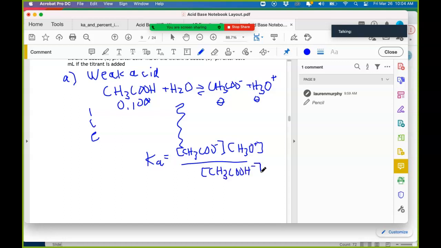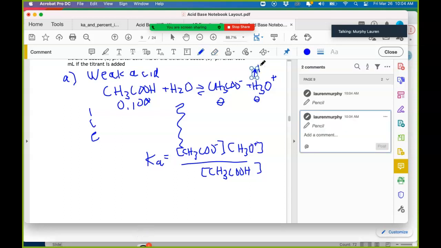Now remember, H3O plus in this class is synonymous with H plus. They mean the same thing. And I know Ka, right? It's given, so I'm going to erase this and replace it with the actual known Ka value. It's given in the problem. It's 1.76 times 10 to the negative 5th.